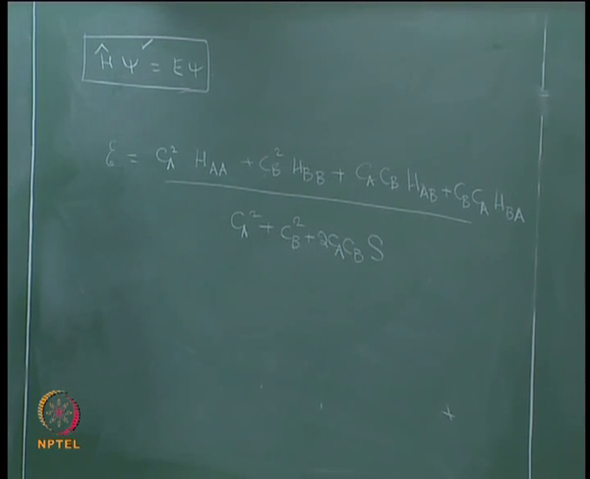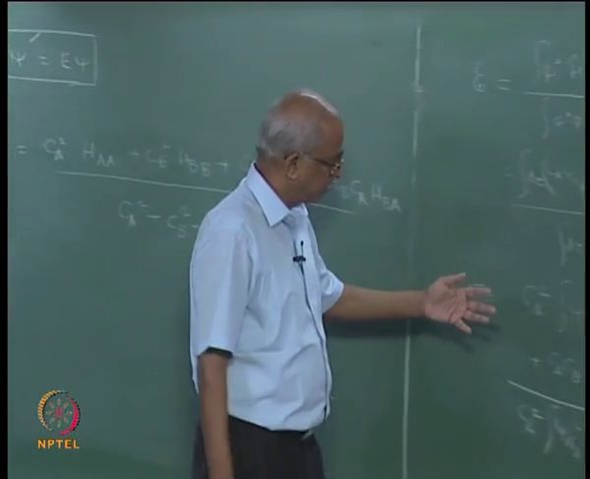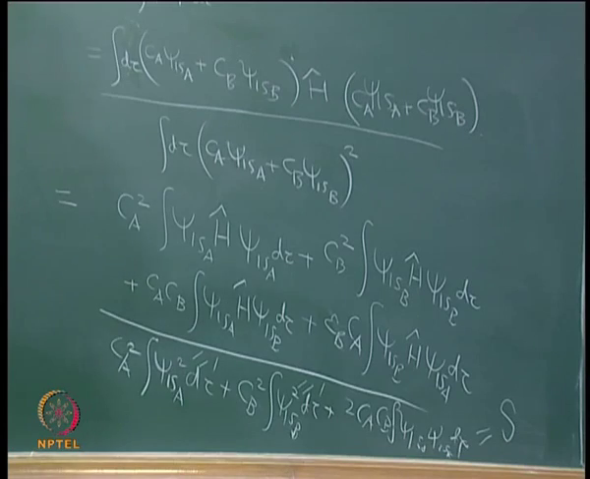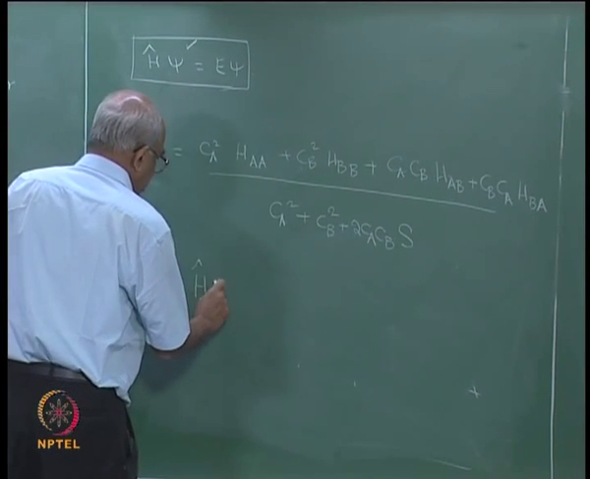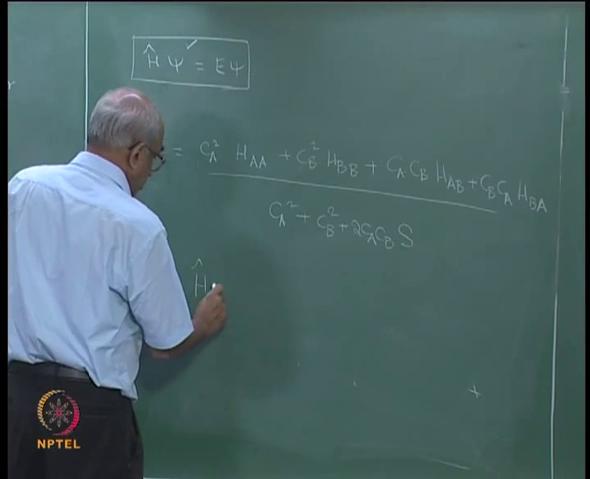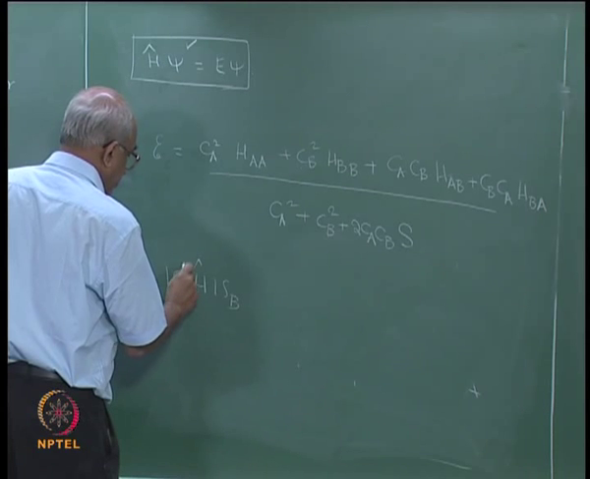Okay. Now I know that H, the Hamiltonian for the system, is a Hermitian operator. So what will happen if I had a Hermitian operator? Well, I can do the following. I take the Hermitian operator, allow it to operate upon ψ 1sB multiplied by the complex conjugate of ψ 1sA and integrate over the entire space.